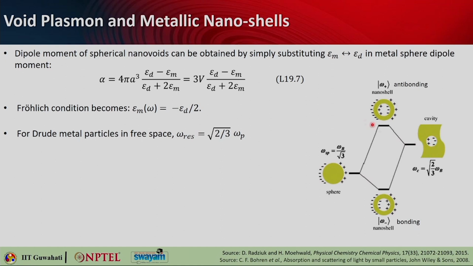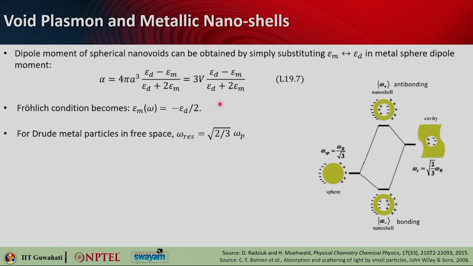So, this behaves like a source of plasmon. In this case you swap epsilon m and epsilon d. So, this is the metal, this is the dielectric permittivity. If you swap this in the metal sphere dipole moment, what you got in the previous one, you get this. So, in this case the Froelich condition of the resonance also will get changed.